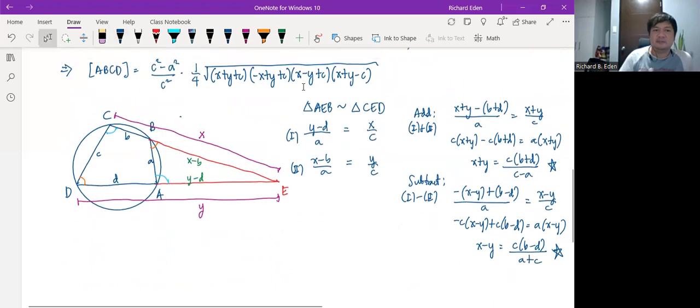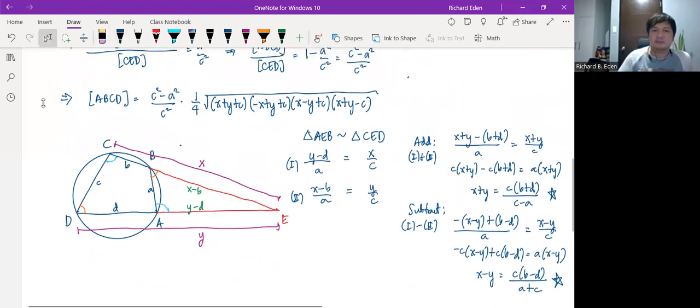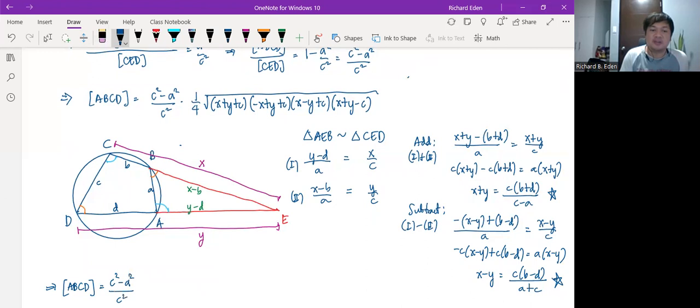ABCD. Imagine the expansion that will be done. Of course we're not going to blindly do the expansion. We're going to try to be efficient about this. Of course, not using a computer, but by hand. Okay. So x plus y plus c.